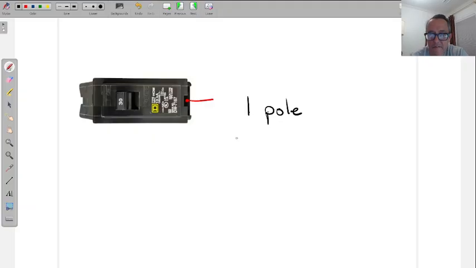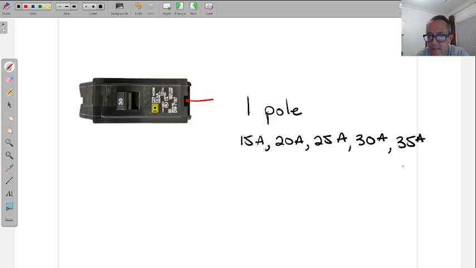You will only find these in technically 15 amps, although technically not allowed for commercial and industrial. That's only for residential, but it does exist, so we'll write it. 20 amps and 25 amps. They also make 30 and 35 amps, and that's it.